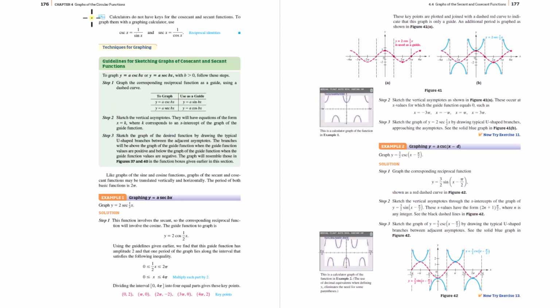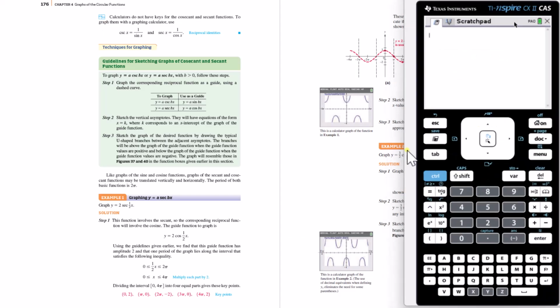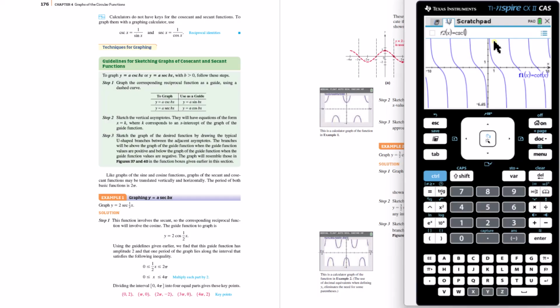Okay, here it says calculators do not have keys for secant and cosecant. Yes, they do. Today's calculators do, so you can easily plot, again, I've got my calculator, I can easily get to any trig function. So if I wanted to plot cosecant, there you go. I could do the full graph.